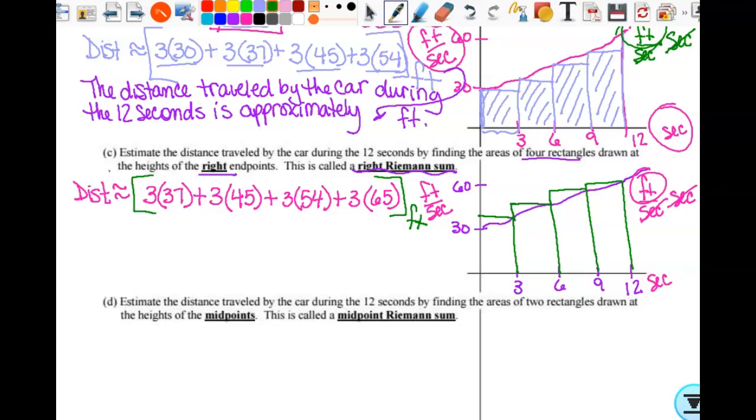And then this is, the distance is approximately, that's what that means. That's why we're not putting equals, it's approximately, right? So then I can say this is the approximate distance the car traveled during the 12 seconds.